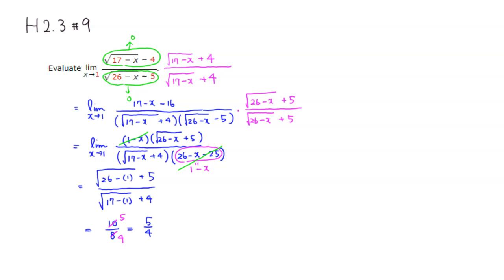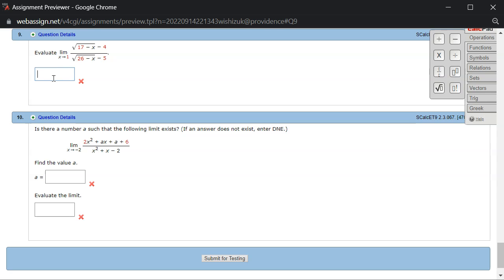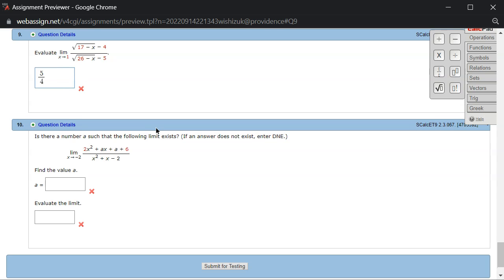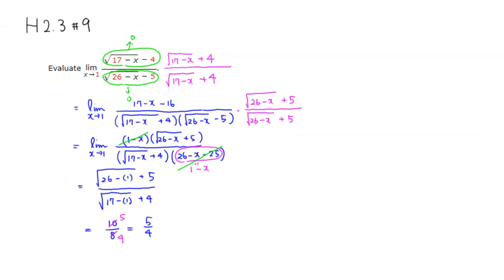All right, so let's type it in. The answer is 5 quarters. Let's check the answer. I came back and it looks like we got this one correctly. That's it. I hope that this was clear.